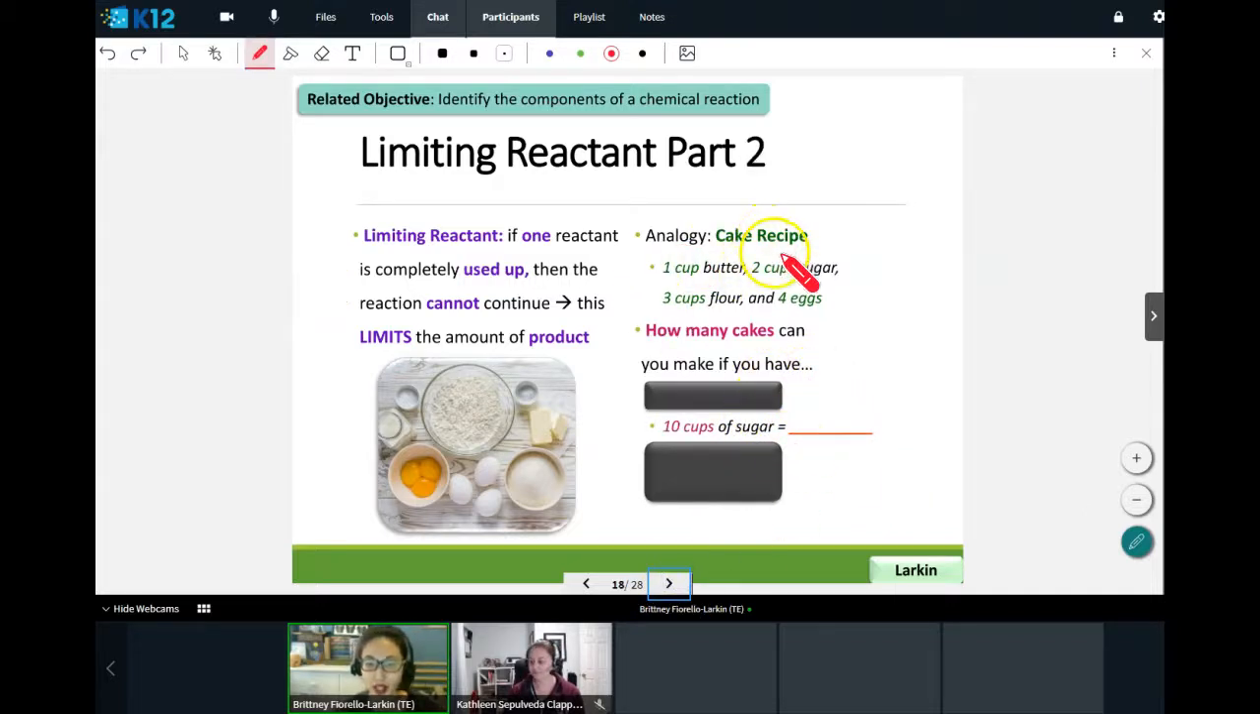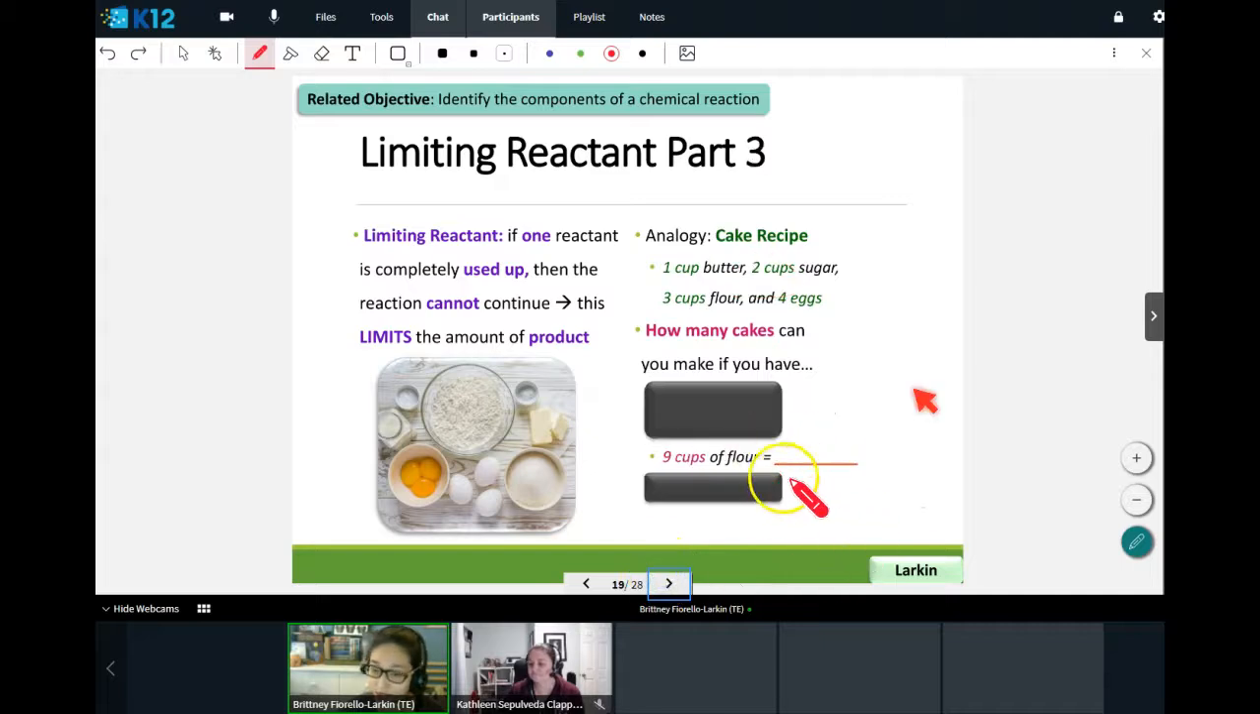We have 10 cups of sugar. Each cake needs 2 cups of sugar. So 10 cups divided by 2 cups of sugar per cake. How many cakes can I make? 10 cups divided by 2 per cake. Yeah, I can make 5 cakes.